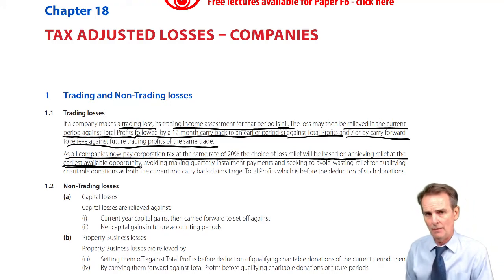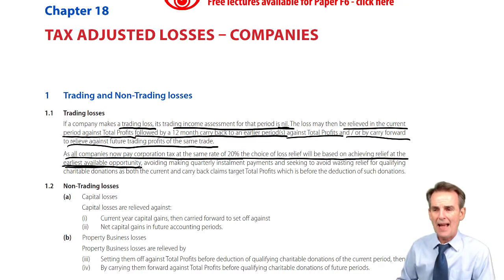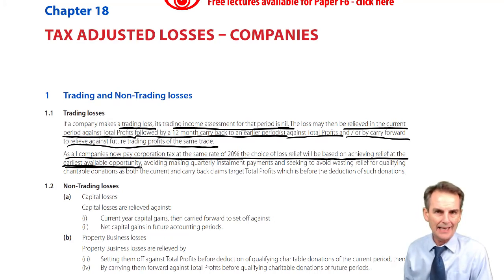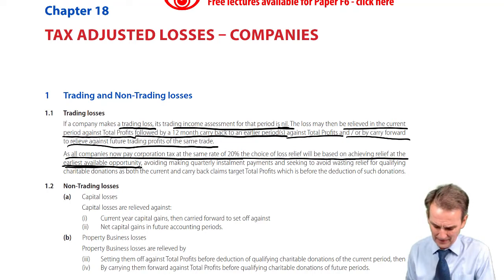So there's one objective. Again, it's down to cash flow. If we could get a repayment of tax, that is better than a carry forward of the loss to the future, whereby you'd have to wait until you gained any cash flow benefit. So cash flow, earliest relief.